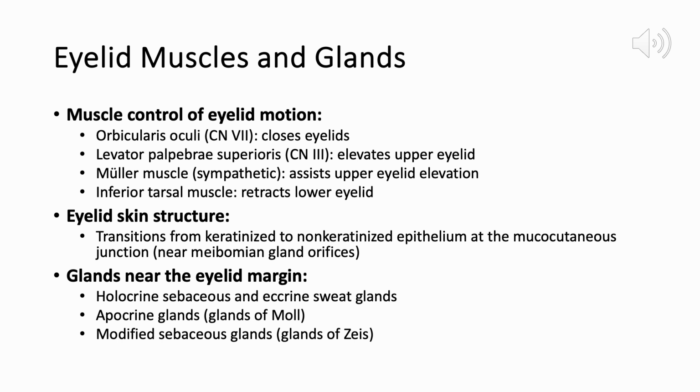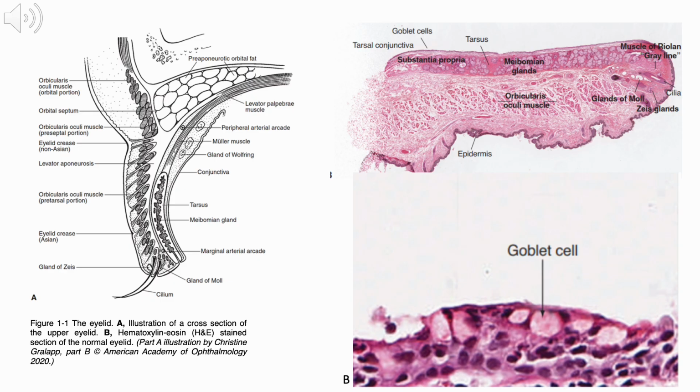The eyelid skin transitions from keratinized to non-keratinized epithelium at the mucocutaneous junction, near the meibomian gland orifices. Glands near the eyelid margin include holocrine sebaceous and eccrine sweat glands, apocrine glands, glands of Moll, and modified sebaceous glands, glands of Zeiss. Let's take a minute here to pause and review the anatomy of the upper eyelid.